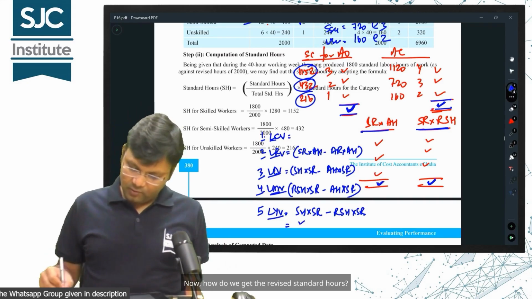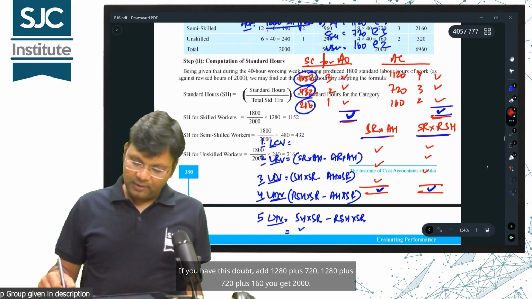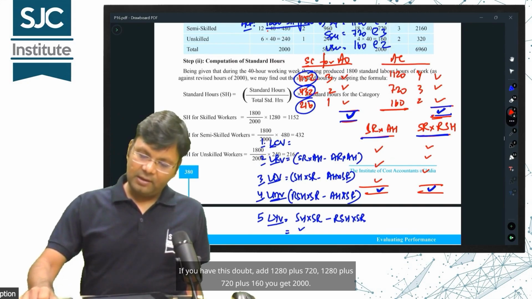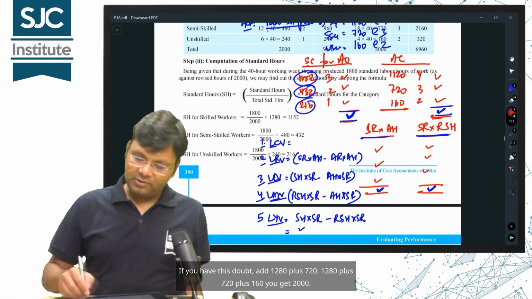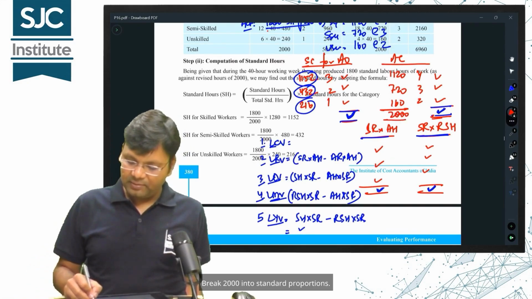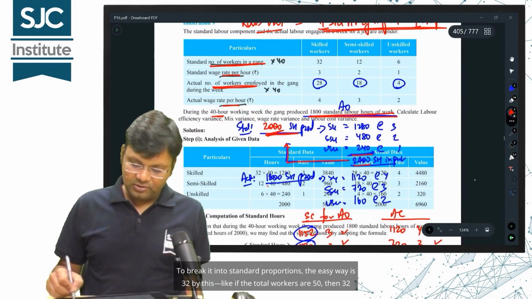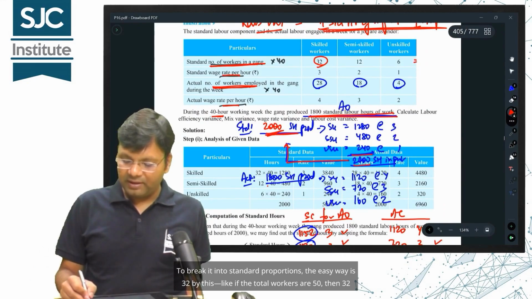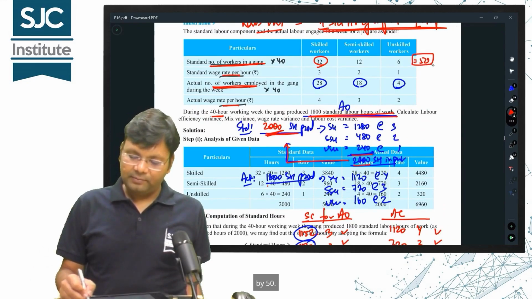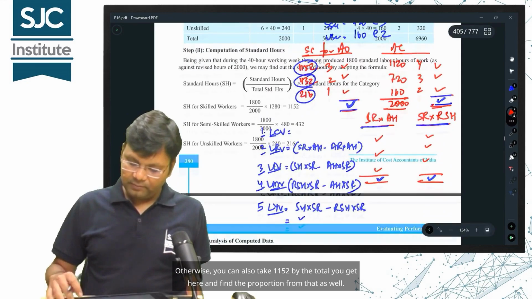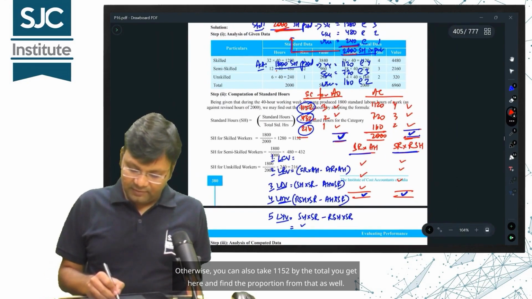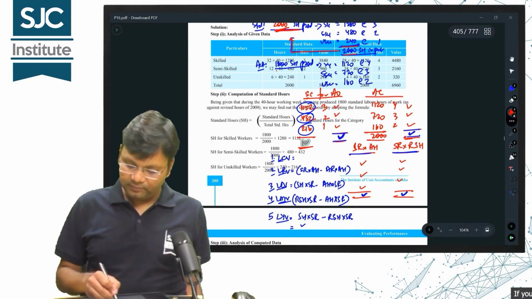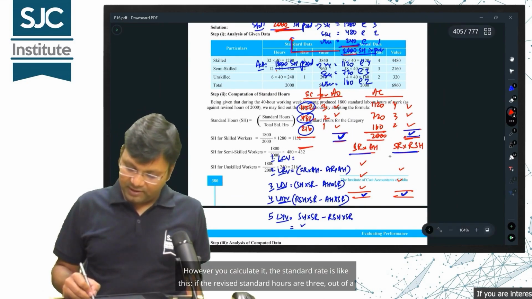Hope you understood this. Now, how do we get the revised standard hours? If you have this doubt, 1280 plus 720 plus 160 you get 2000. Break 2000 into standard proportions. To break it into standard proportions, the easy way is 32 by 50, like if the total workers are 50, then 32 by 50. This is the easier way. Otherwise, you can also take 1152 by the total you get here and find the proportion from that as well. However you calculate it, the standard rate is like this.